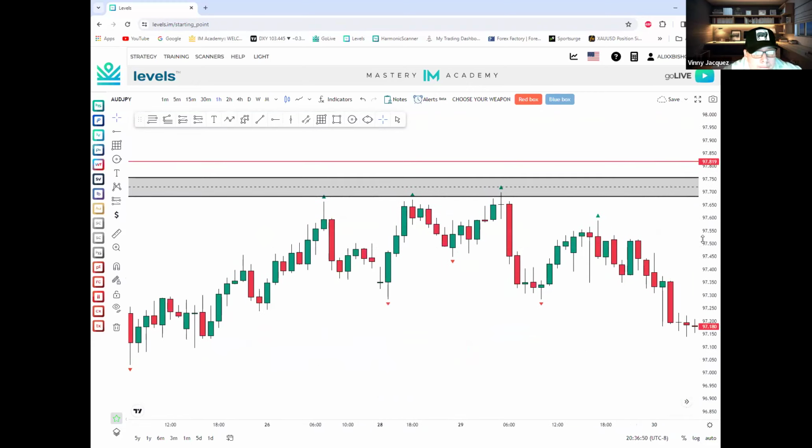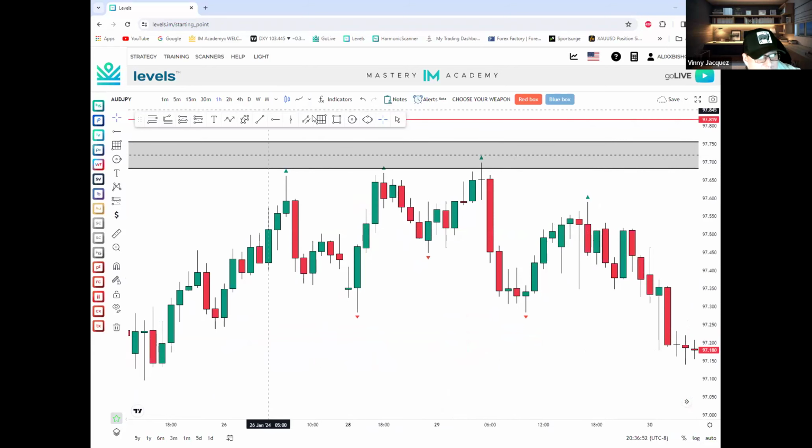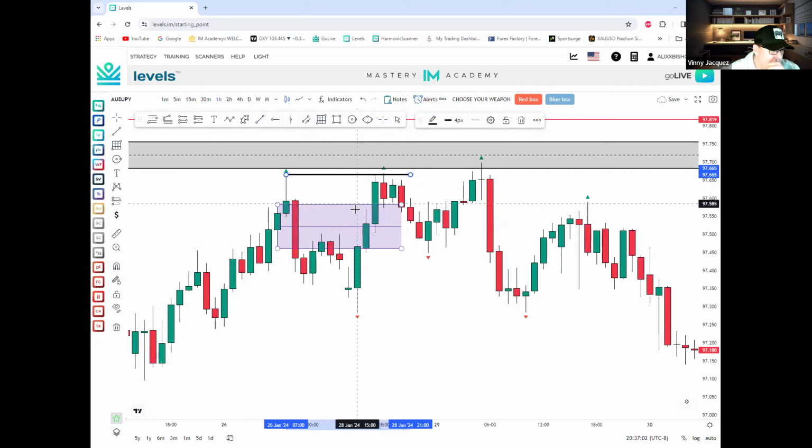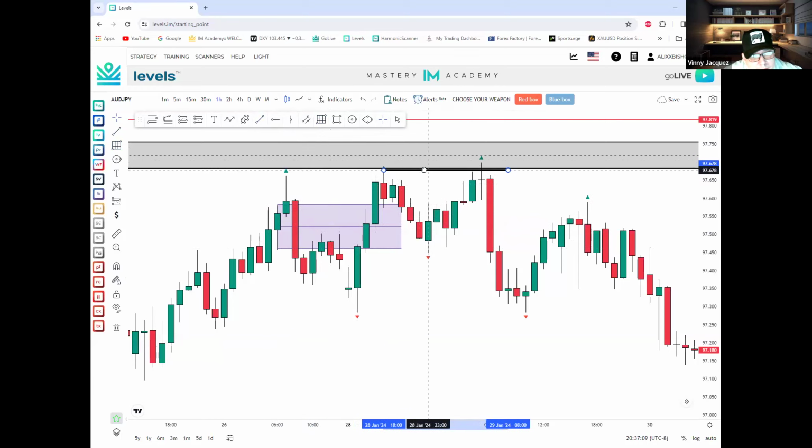Now, notice how we do break below this. We do break below that. This would be my stop loss. We do get wicked out, right? We do get wicked out. Now, check me out. We have a swing high right here. This green candle, that's my value box.